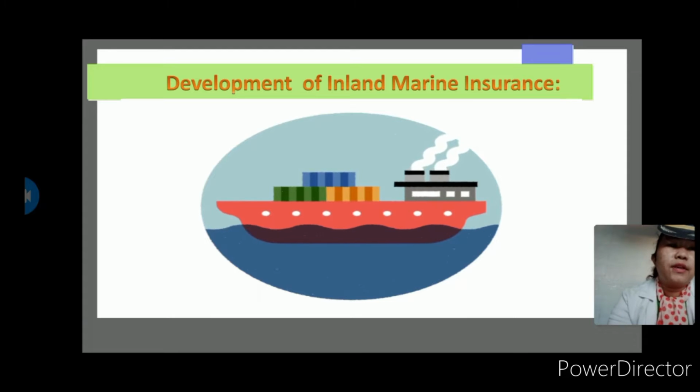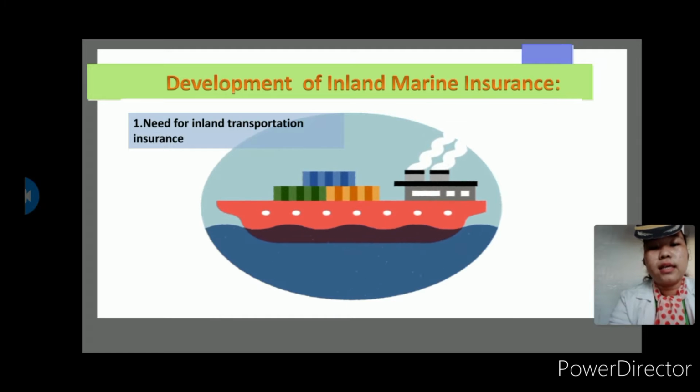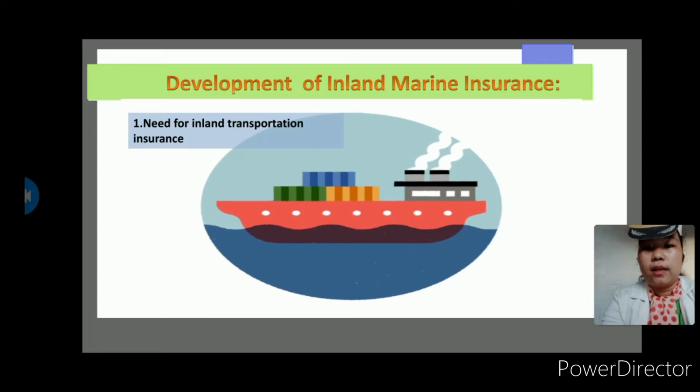So, the development of inland marine insurance. The need for inland transportation insurance. The original marine policy primarily furnished insurance against perils while property was on board the vessel, and its development increased the scope of insurance to cover cargo from the time the property left the premises of the shipper until it was delivered to the premises of the consignee. This, of course, also involved coverage while the property was on land during transit.